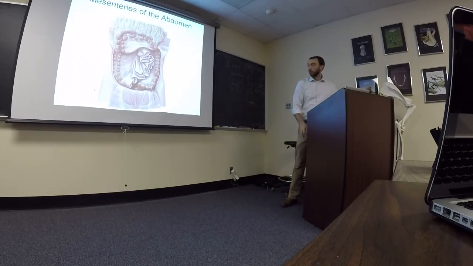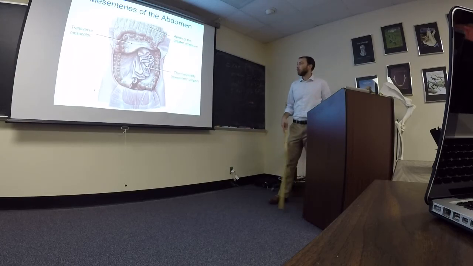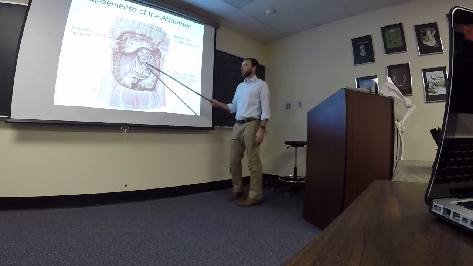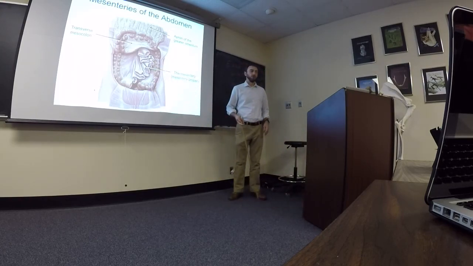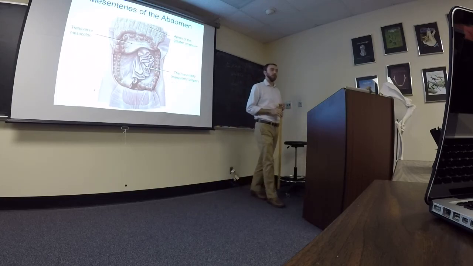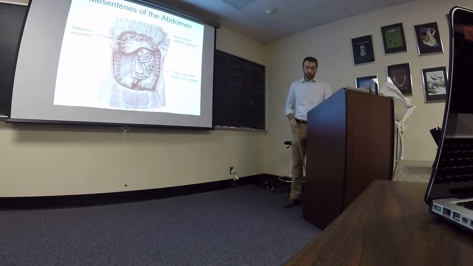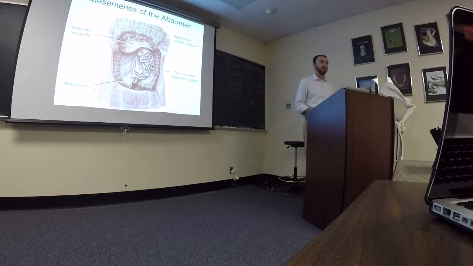All right, continuing on with mesenteries. Here's our apron has been lifted up. Now we can see that transverse mesocolon from below. The mesentery that connects the small intestine to the posterior abdominal wall is just referred to as the mesentery or the mesentery proper. The cecum, remember, is mesenteric, so that will be mesocecum. And the sigmoid colon is also mesenteric, and that'll be the sigmoid mesocolon.